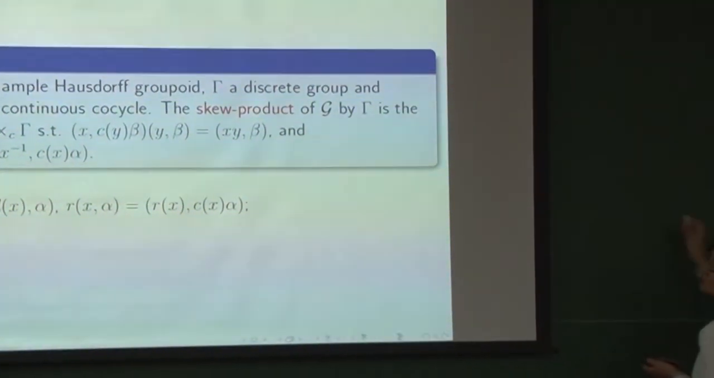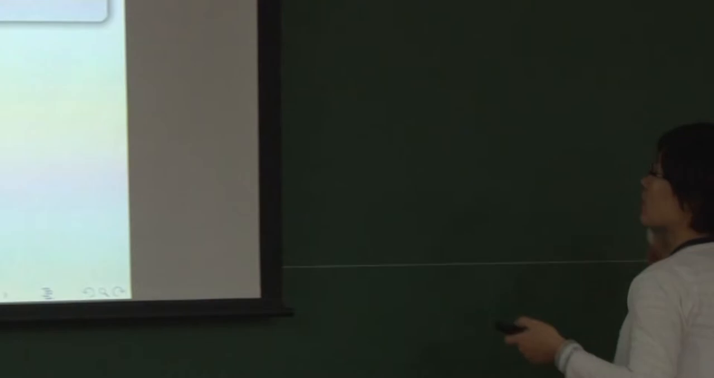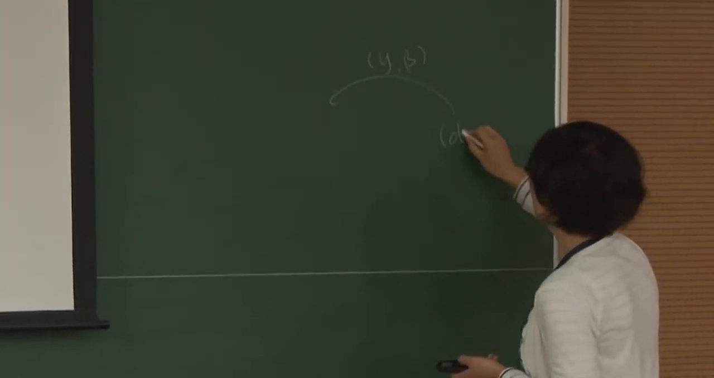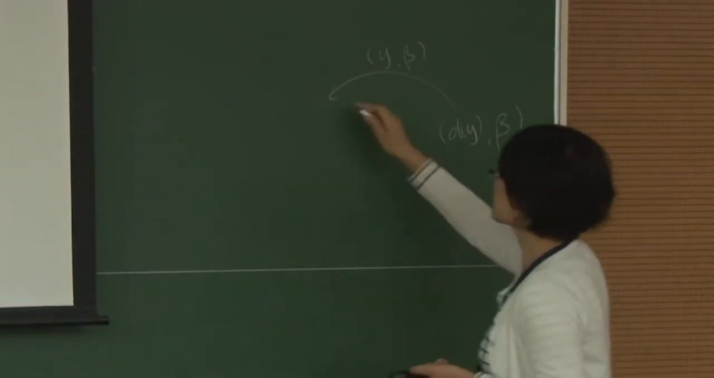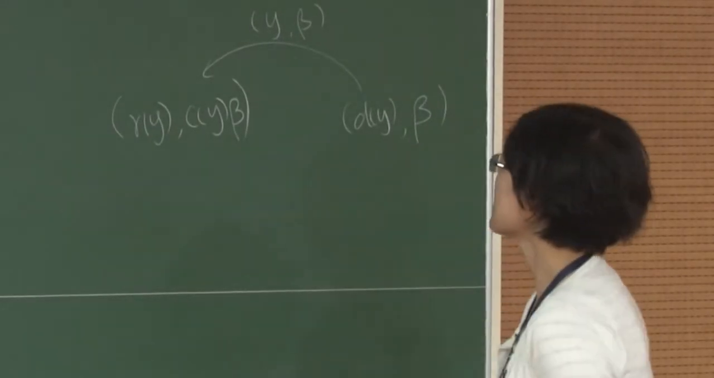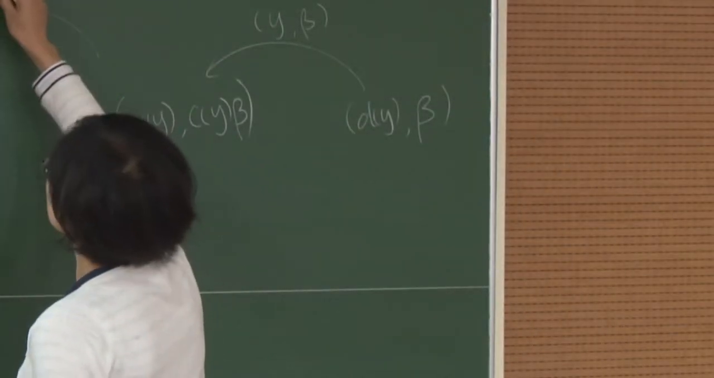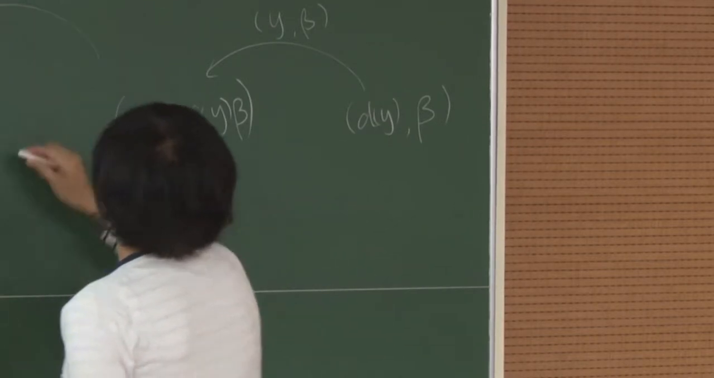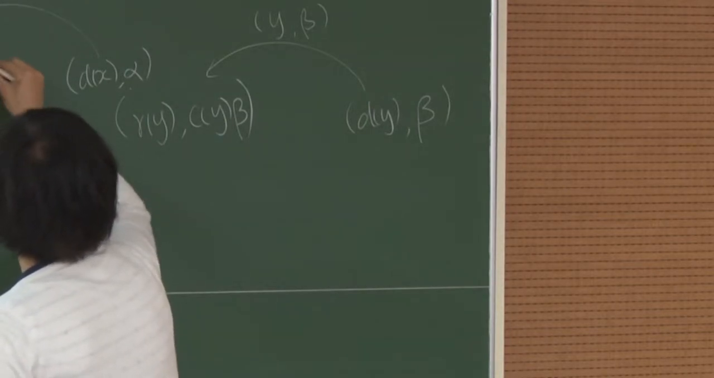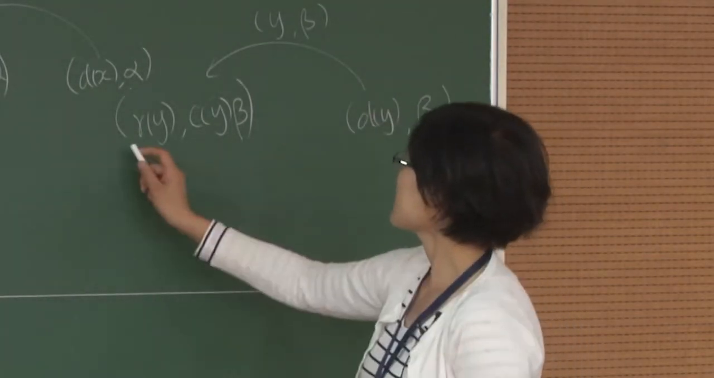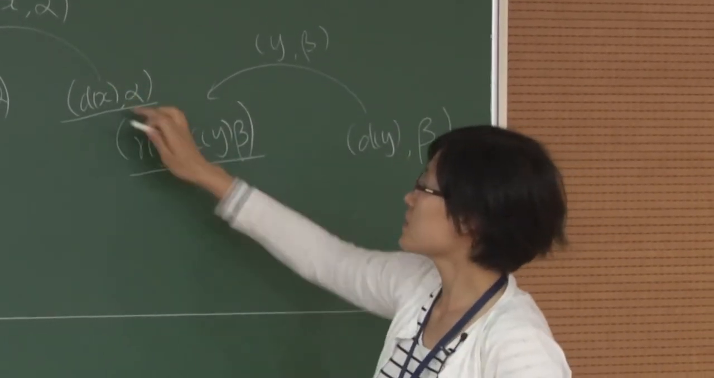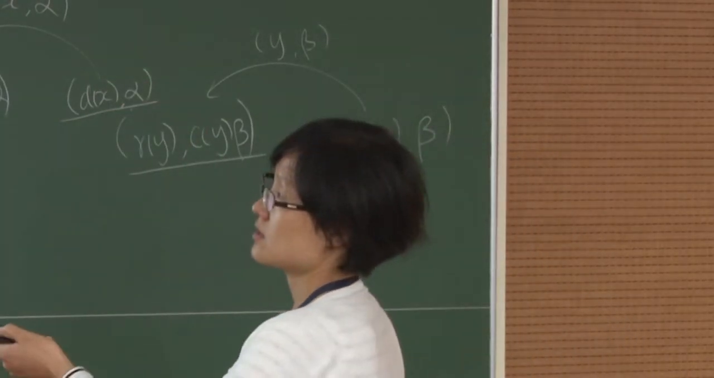Let's first give a picture for each element in the skew product, G times gamma. So we have y beta. Its domain is d y and beta, and its range is r y, and here is c y beta. Given us another object x alpha, we know that its source is d x alpha and its range is r x, c x alpha. So these two objects are composable if and only if this range is equal to the domain of this one. So this is this formula here.